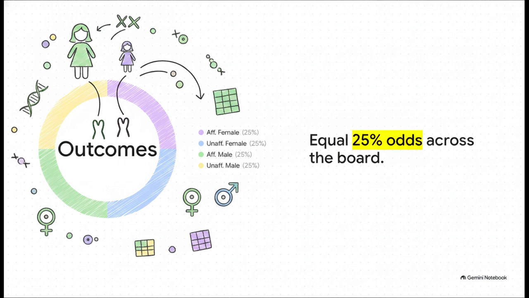This perfectly illustrates how balanced things can actually be in this specific setup. The odds fall completely into quarters across the board. The mother has a 50-50 chance of passing on that affected X chromosome to any child. So we end up with a 25% chance for an affected female, 25% for an unaffected female, 25% for an affected male, and 25% for an unaffected male. Everyone gets an equal shot in this particular genetic draw.